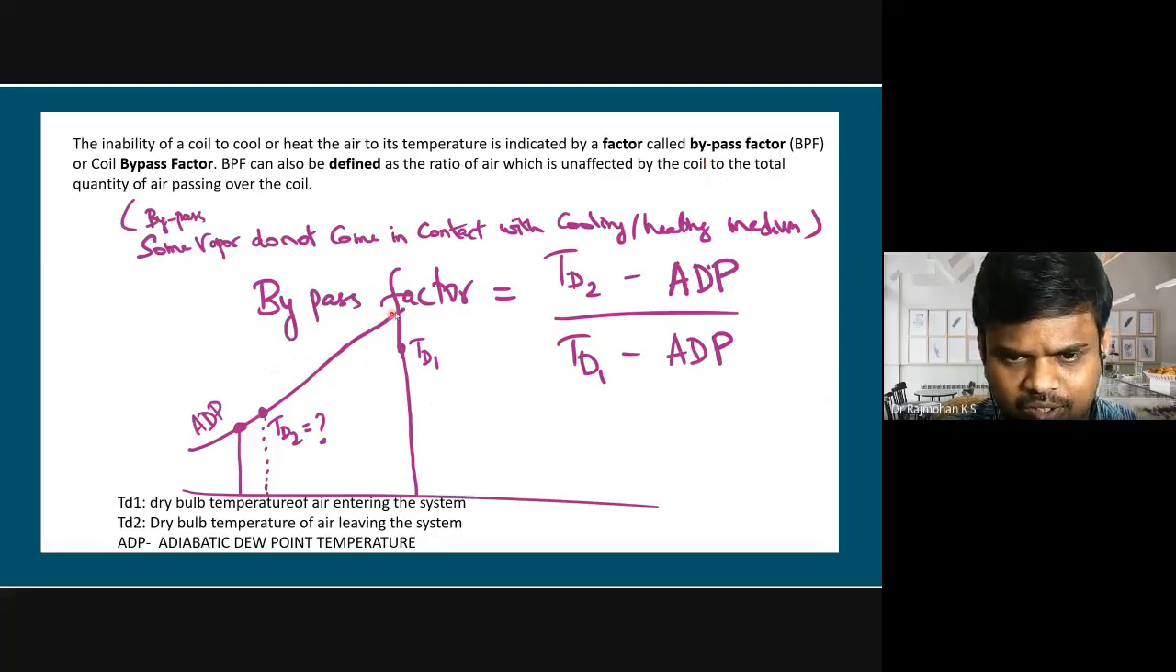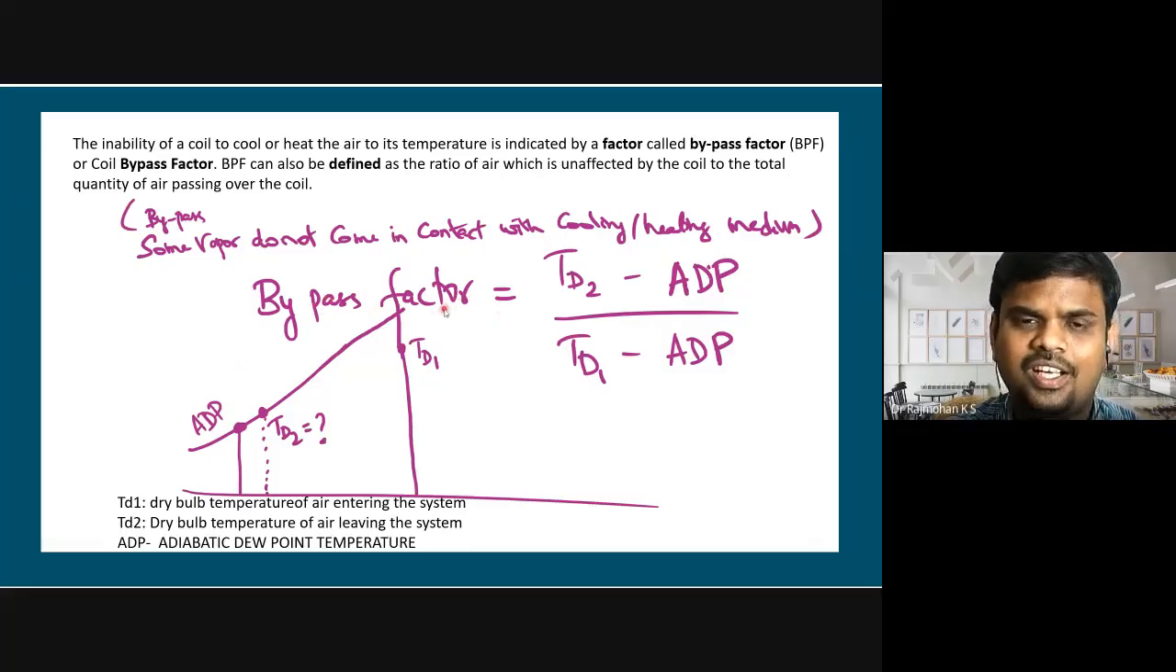It had initially had the potential to reduce the temperature to one level. Okay, but actually it is not reaching the target level. So for example, here TD1 is your dry bulb temperature of the air entering the system, and TD2 is the dry bulb temperature of the air leaving the system. We are having another point called adiabatic dew point temperature. Okay, so if you look at this, if these three parameters are known, you can determine the bypass factor. What is the bypass factor?